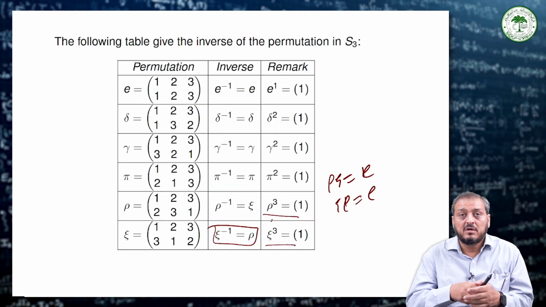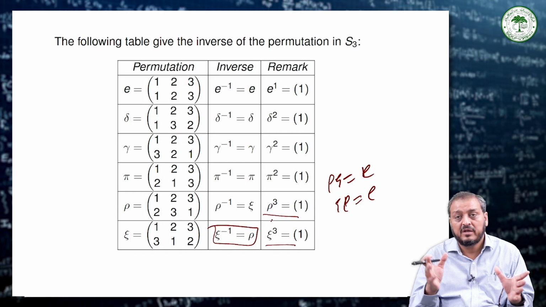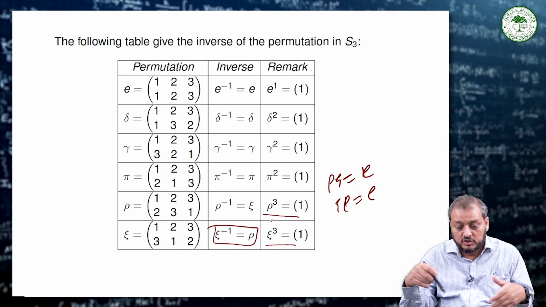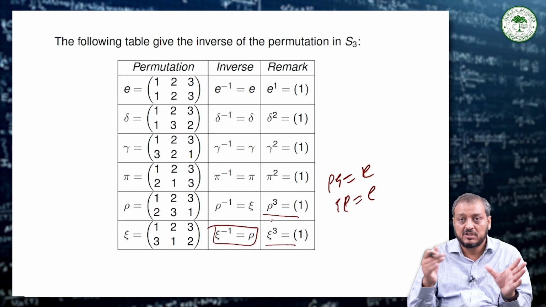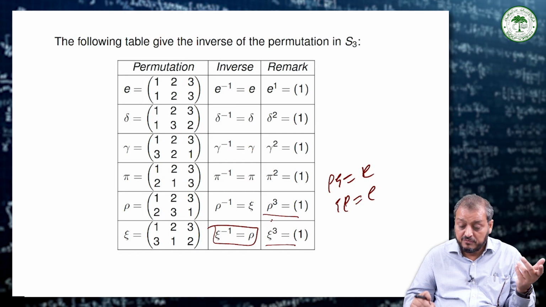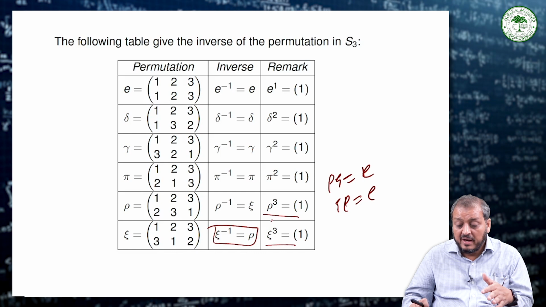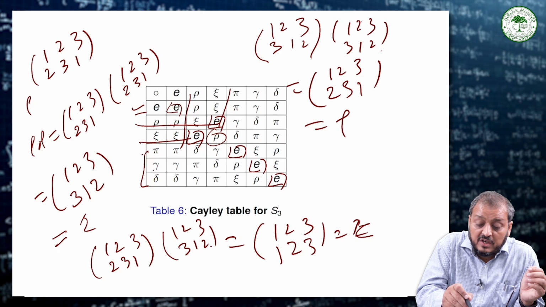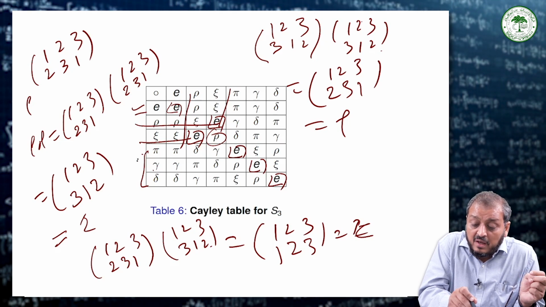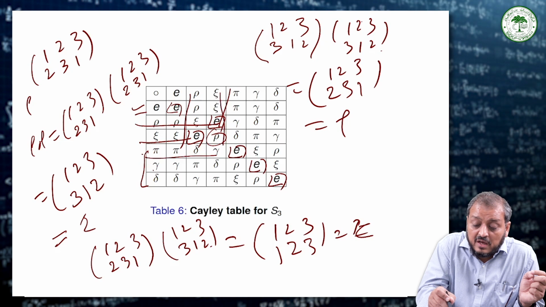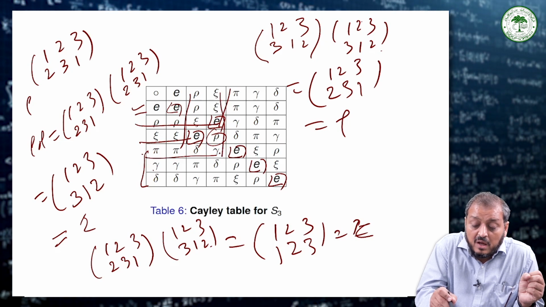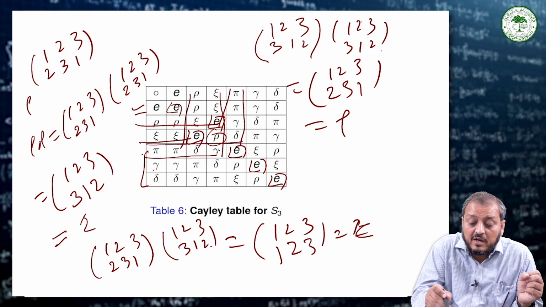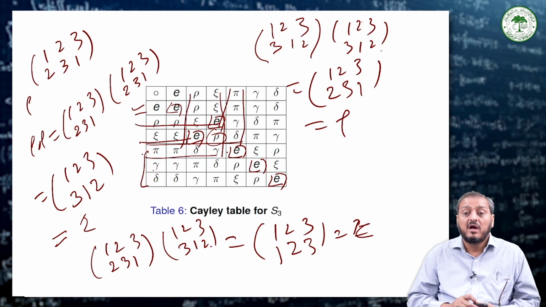So clearly we have discussed the Cayley table of this S3, and easily we can show that all the elements of the table are in the set. So this clearly forms a group, and it is a non-abelian group, because if you take pi composition zeta, you get gamma, and zeta composition pi gives you delta. So clearly these two are not the same.